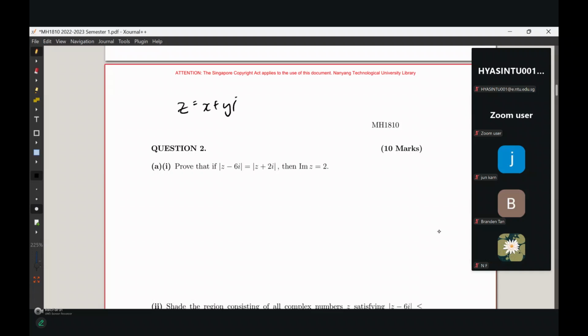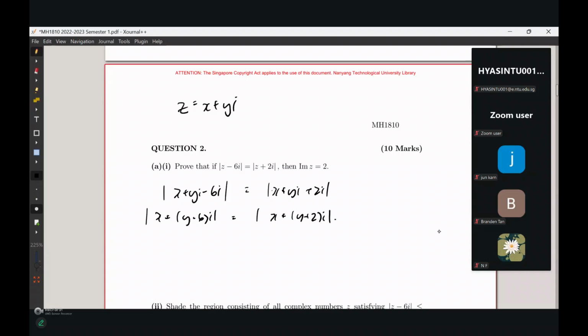Okay, so you can go and substitute in. So that x plus yi minus 6i is equal to x plus yi plus 2i. Go ahead and group up the terms. x plus (y minus 6)i is equal to x plus (y plus 2)i.